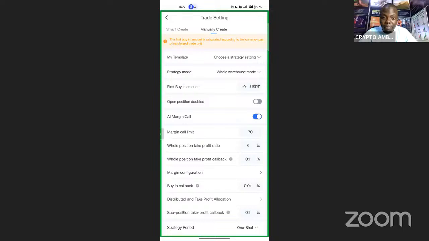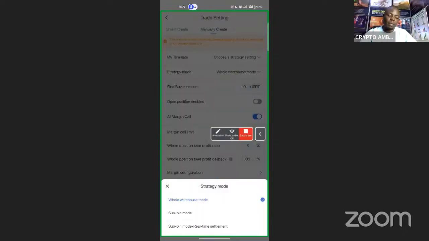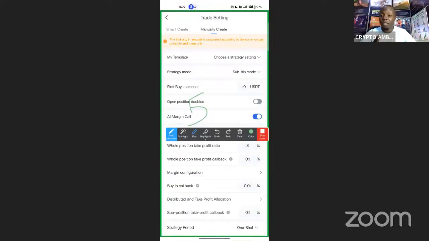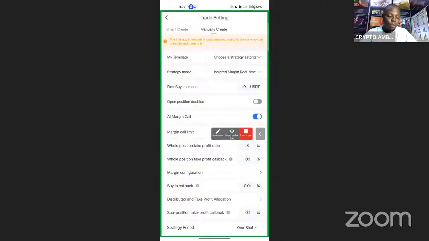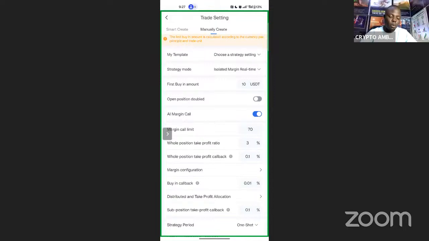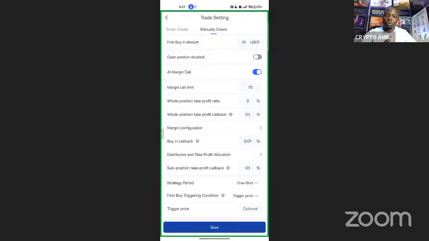Now here, you can change the strategy mode. But me, my best strategy has been the sub-bin mode. Why? Because here, when my robot sells the fifth call, it uses my profit to move the average price closer to the current price. But if you are this person who says, I need profit, I need profit, I need profit, always go in for the sub-bin mode real-time settlement. Okay, now we have chosen one short.